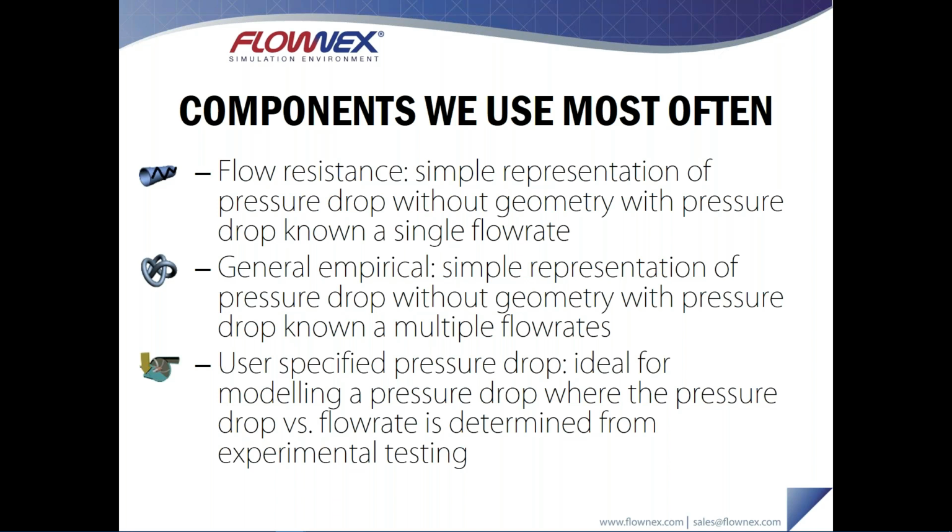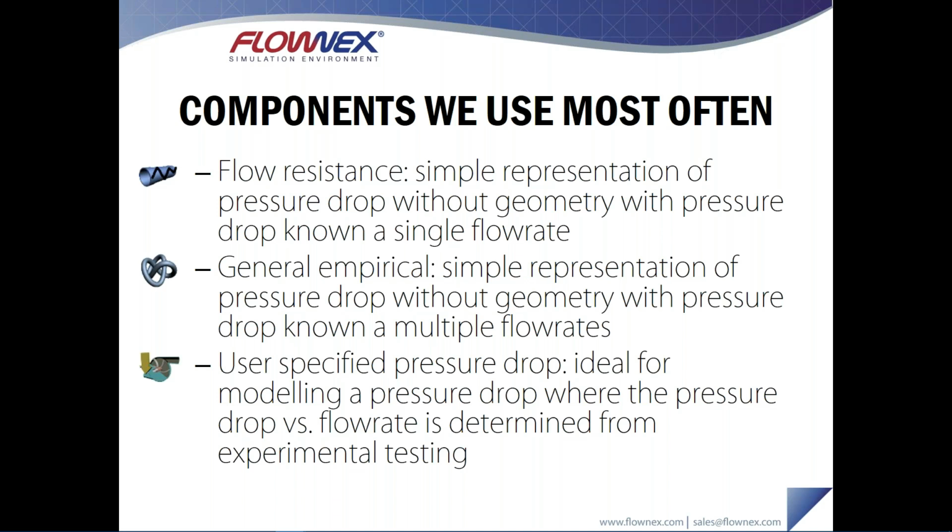If you have only a single point of data where you know the pressure drop at a single flow rate, then I'd recommend using the flow resistance component. It has an input called admittance, which you can vary, and that will change the pressure drop over that component. You can also change how you would like this component to scale with the volumetric flow. It can either scale quadratically, linearly, or with a square root relationship. And you can also enable or disable density scaling as well.